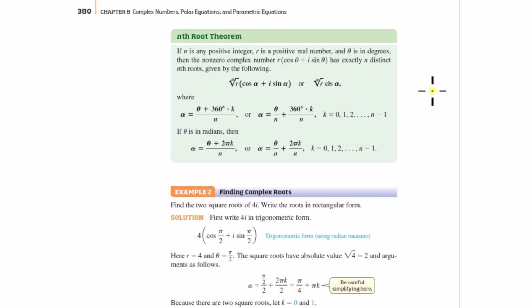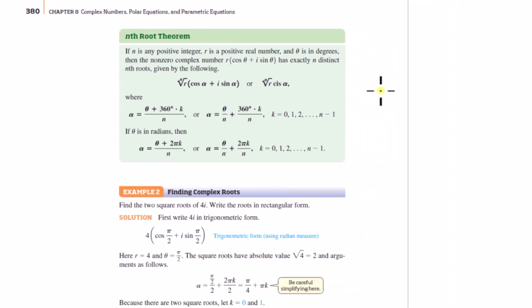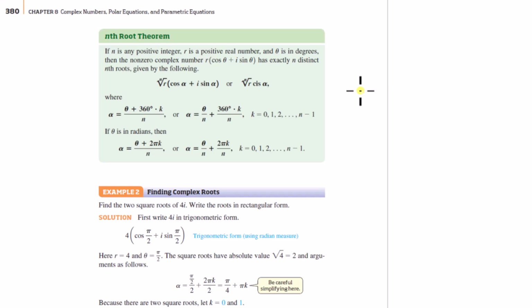Now, what we're going to learn in the complex analysis course is that in actuality, any complex number, no matter what it is, does have a principal nth root. It's really simple. It's really easy to get what the principal nth root is. It's just the root that corresponds to k being equal to 0. That's it.